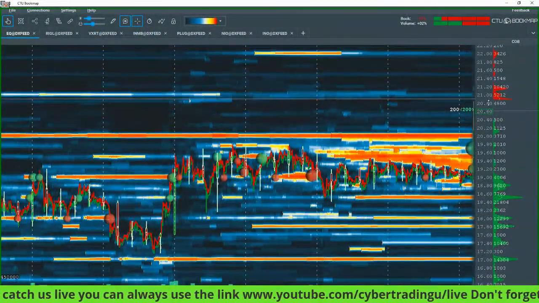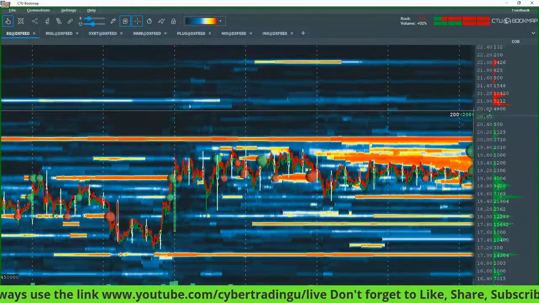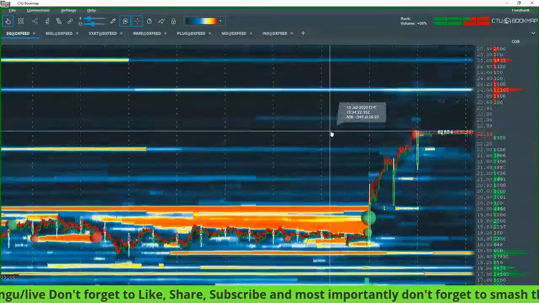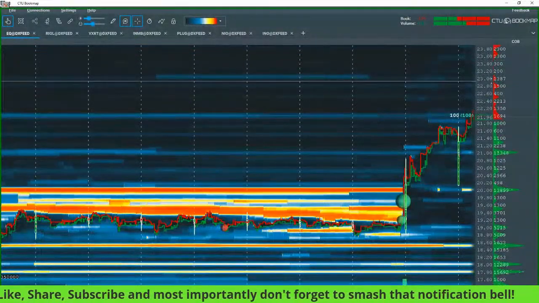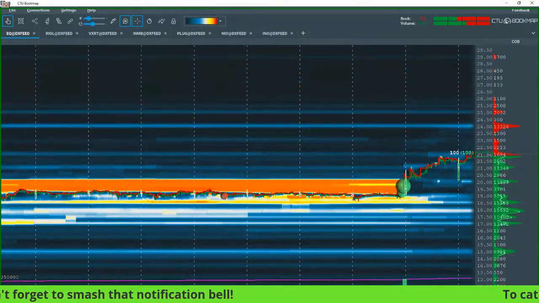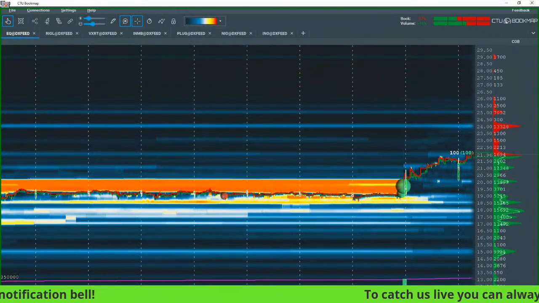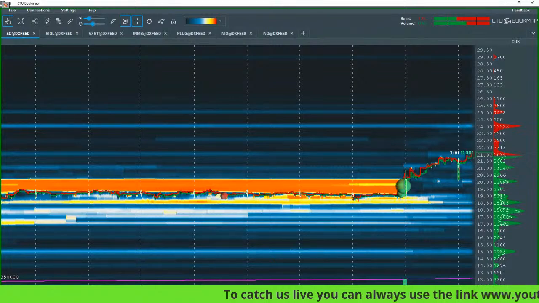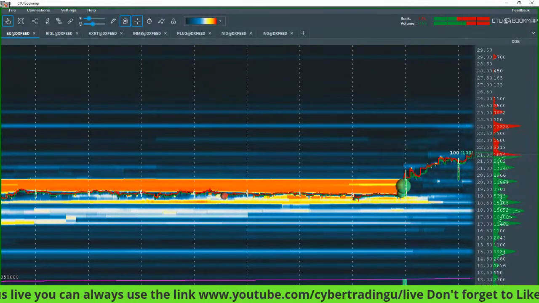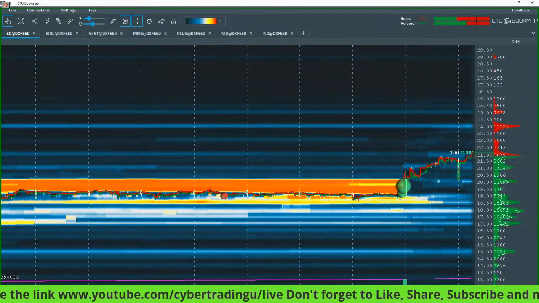let me ask you guys, what's our next level of resistance after 20? Is there anything that you guys see? I'll tell you, there's no dark orange line, that's for sure, after 20. If I zoom in, maybe.